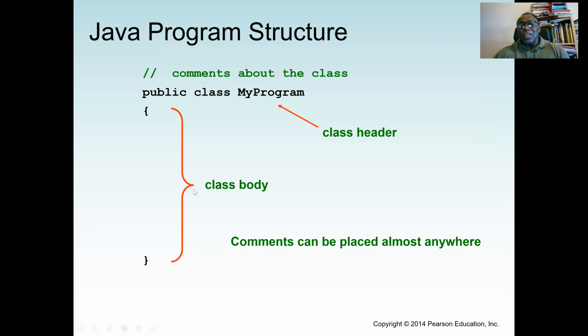Comments can be placed almost anywhere in the program. So this is a comment. We have two forward slashes. This is called a single line comment. Everything I have here will be ignored by the compiler because it's a comment. It's not part of the Java program. So again, this is the basic structure.